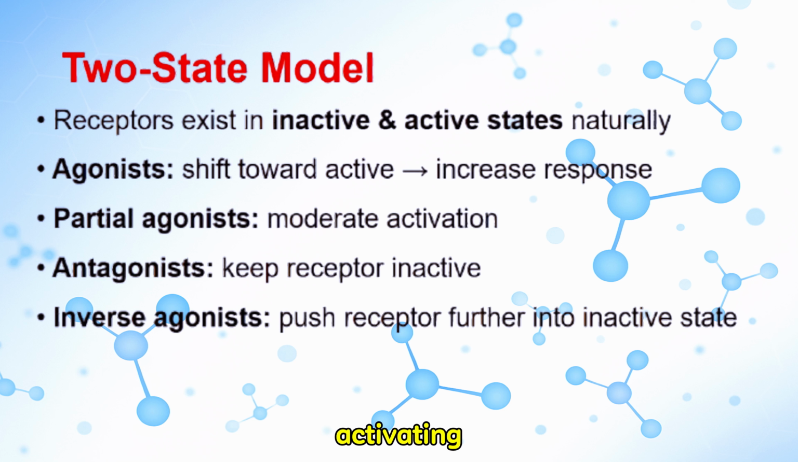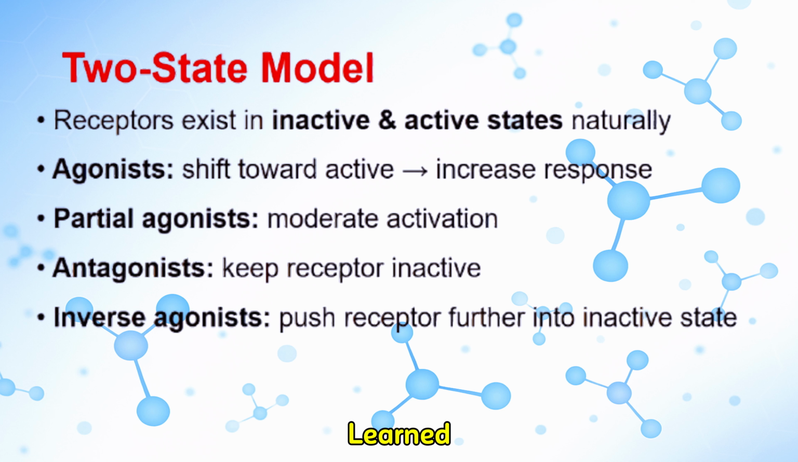Antagonists bind without activating, keeping receptors in the resting state. Partial agonists produce some activation, but less than full agonists. Inverse agonists push receptors toward the inactive state, reducing activity even further. This model explains why different drugs acting on the same receptor can produce different effects.